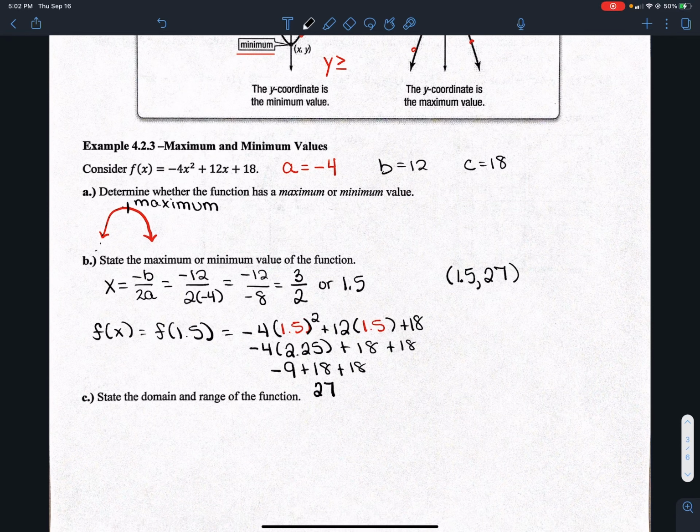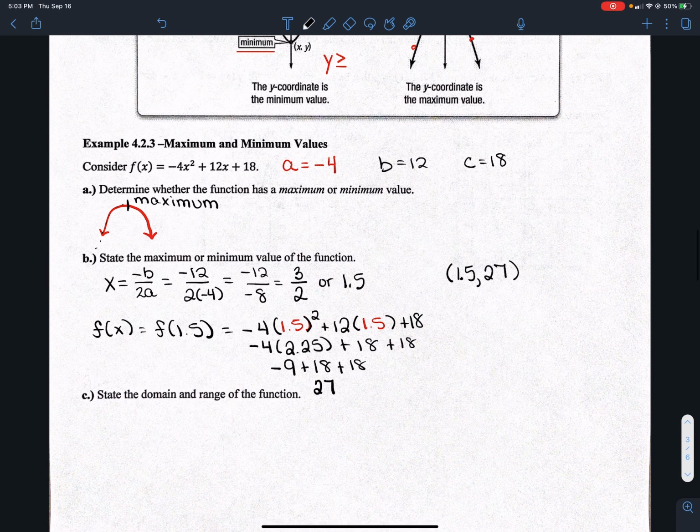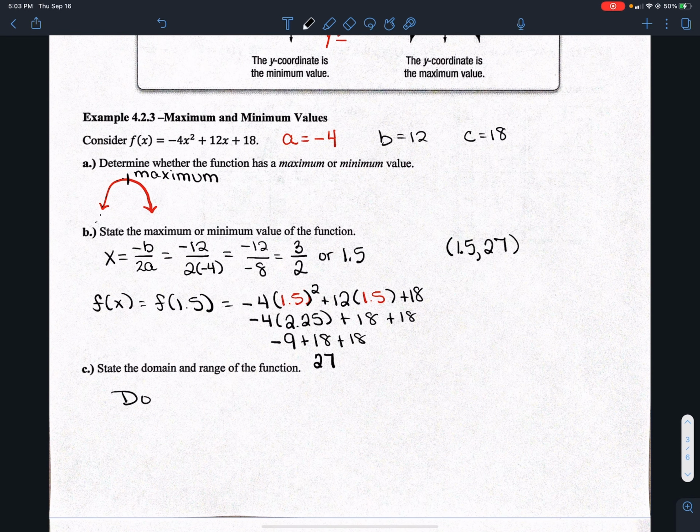State the domain and the range. Well, it's a parabola. It's got no breaks in it. Arrow to the left, arrow to the right. So the domain is going to be all real numbers, however you write it. Whether you write -infinity to positive infinity, whether you write all real numbers, however you write it, so you can identify what you're talking about. The range on this one, because it's opening downward, is going to be y is less than or equal to the y value of the vertex.